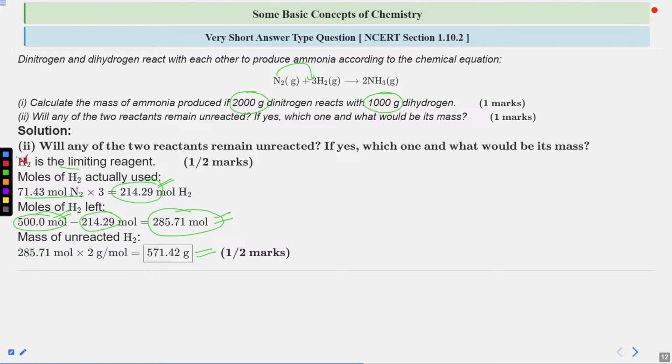So if possible, I will give you the formula thing also. Now is it clear? Okay, so if you do it, you will get your half marks. Remember, N2 is the limiting reagent. So this one is written wrongly here. Sorry for that.